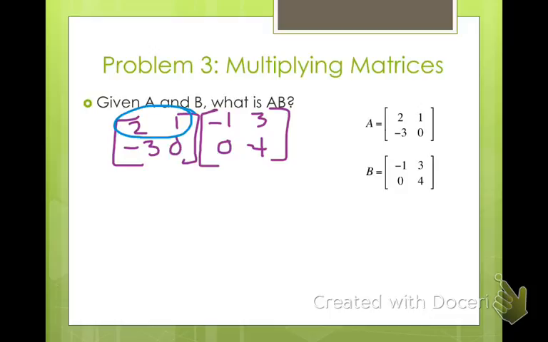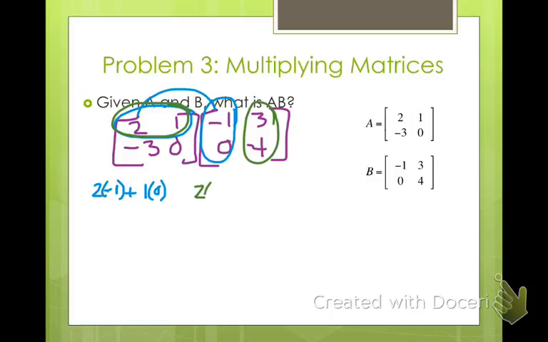I'm multiplying the top row by the first column. So 2 times -1 plus 1 times 0. Okay, now in my second one, I'm going to take that first row again times the second column. So I have 2 times 3 plus 1 times 4.